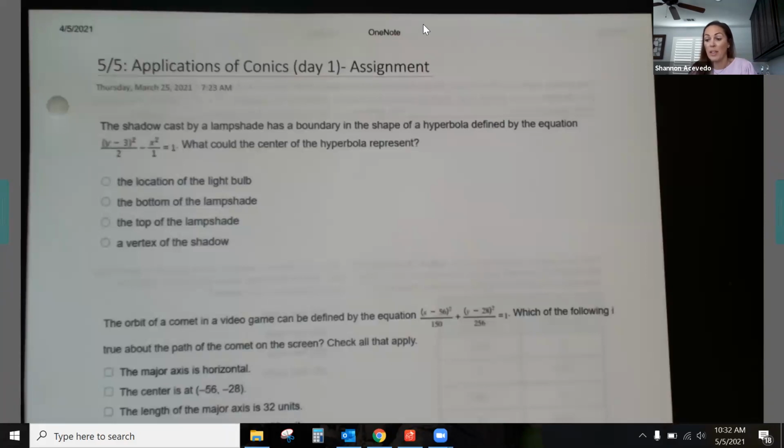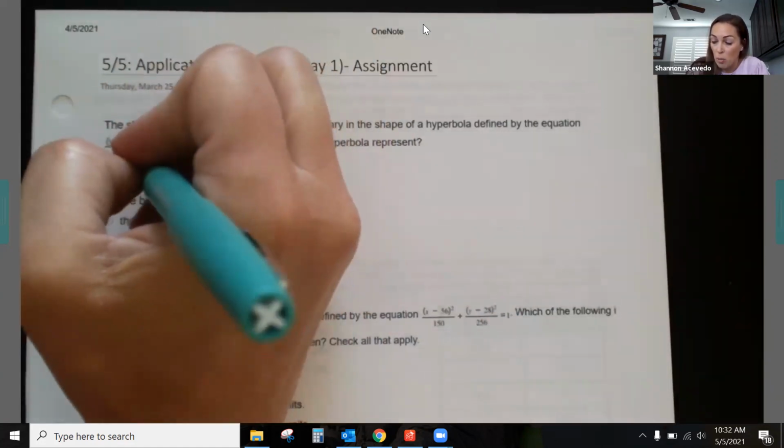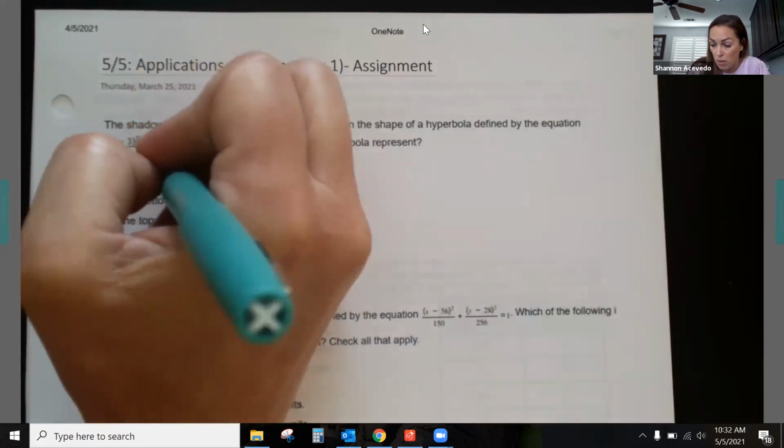So again, this is Conics. This is what I would consider the toughest chapter or section in this unit. It's all application based, so it's all applying what we know about each different type of conic to a real life scenario. So my first one here, because this is a minus, I know that we're going to be working with a hyperbola.